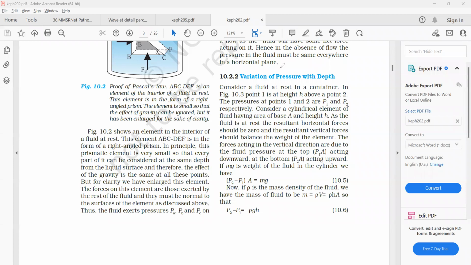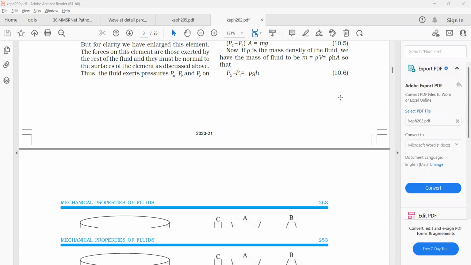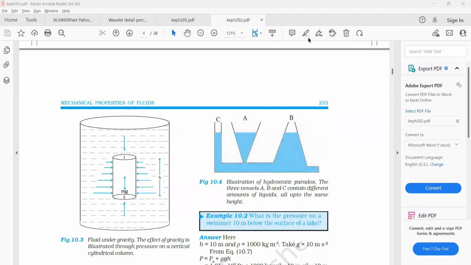Now we are discussing the variation of pressure with depth. This time we are considering a fluid at rest in a container, and we are discussing two points, point 1 and point 2. The pressure at point 1 is denoted as P1, and the pressure at point 2 is denoted as P2.